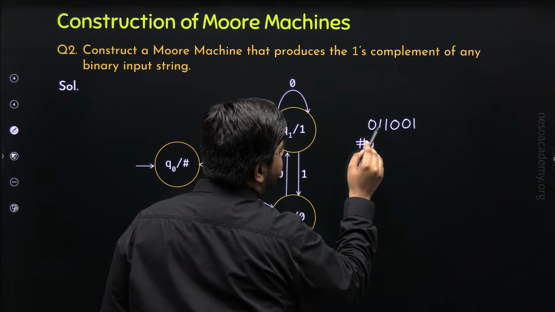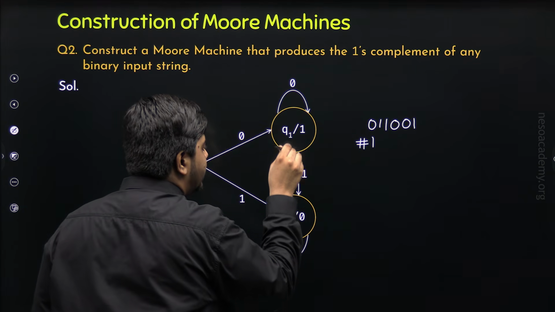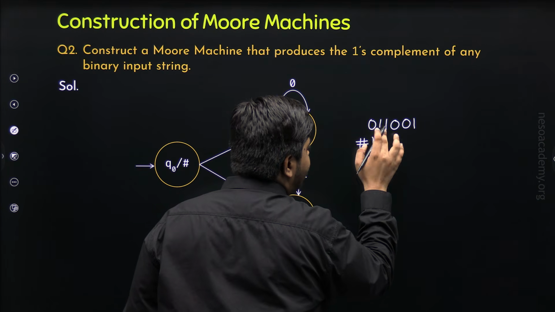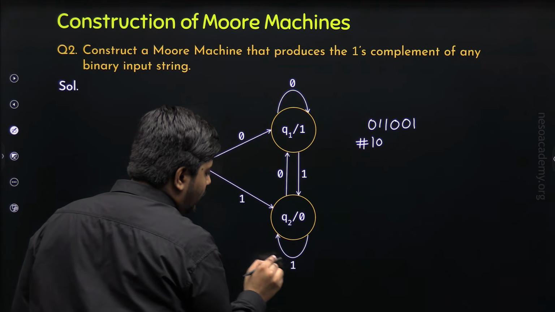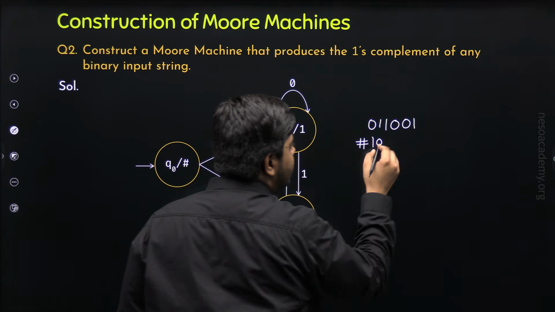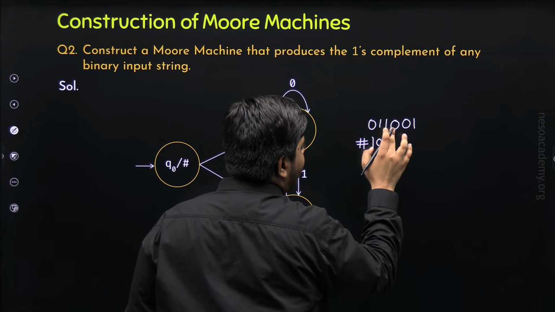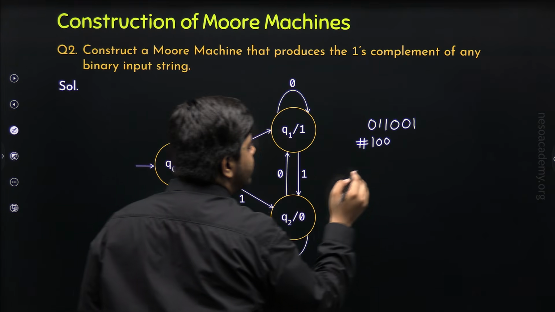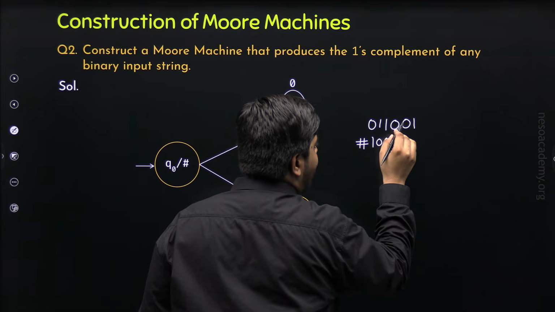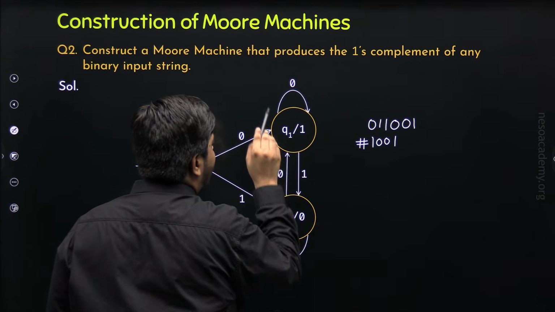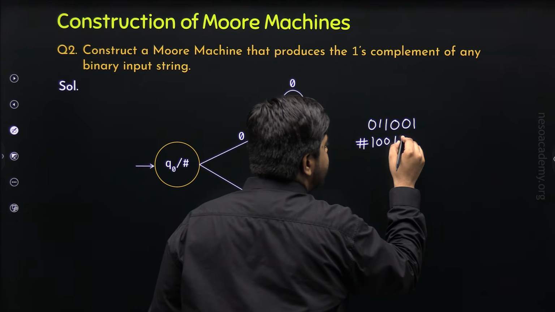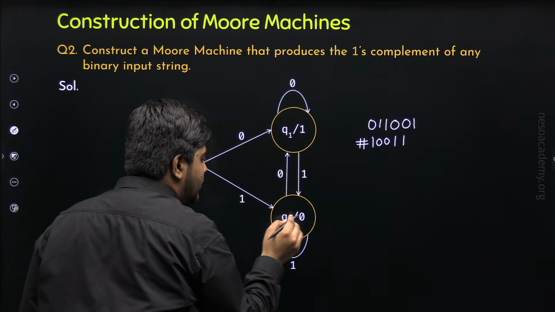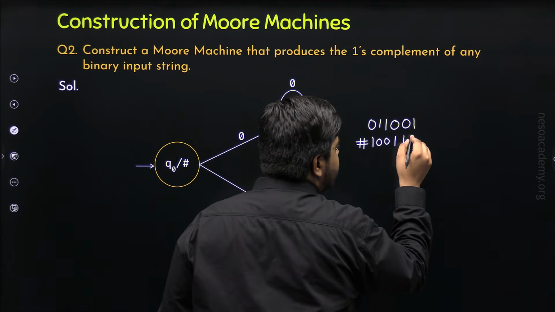Now the second input symbol is 1. So we will follow this transition and the output is 0. Again the input symbol is 1. So we will follow this transition and the output is again 0. Now the input is 0. So we will follow this transition and the output is 1. Now the input is 0. So we will follow this transition and the output is 1. Now the input is 1. So we will follow this transition and the output is 0.